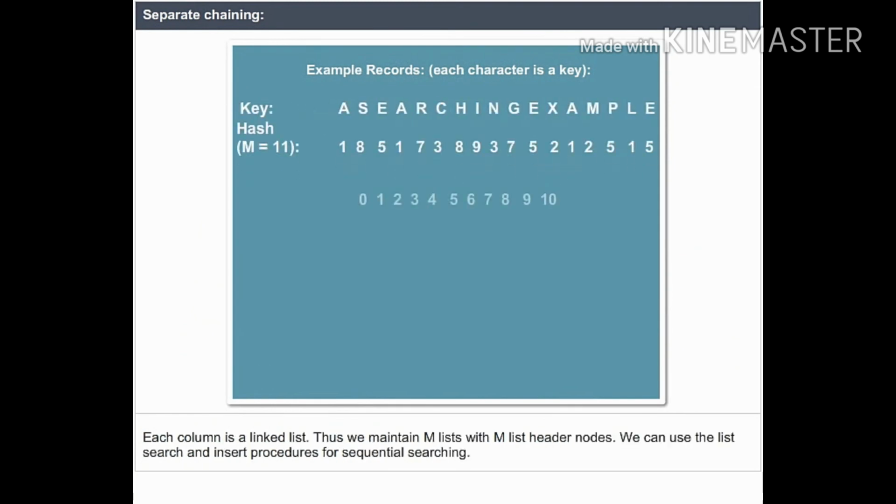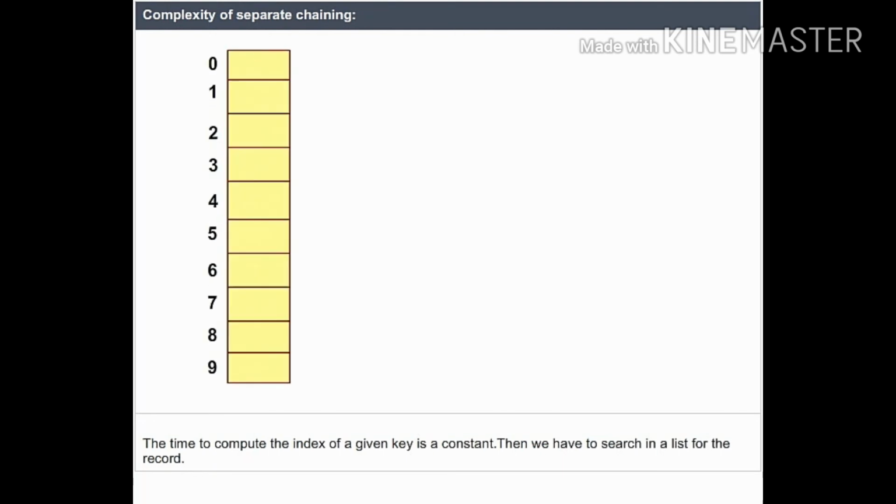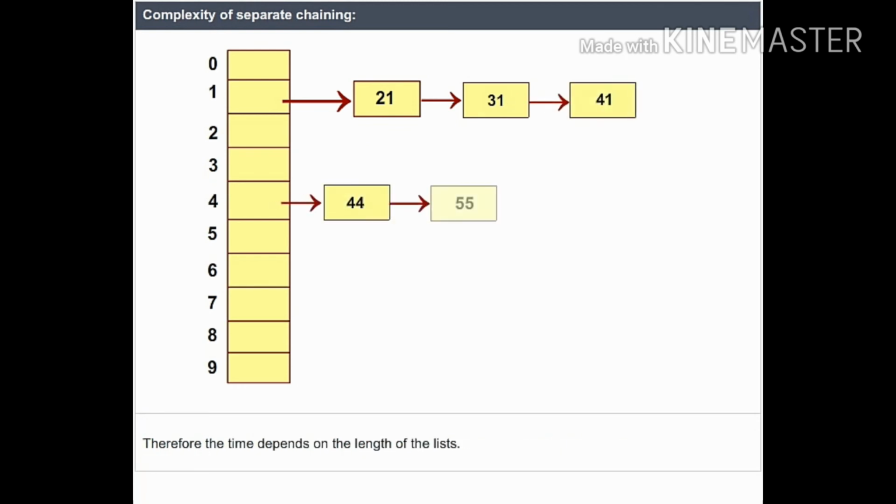Each column is a linked list. Thus we maintain M lists with M list header nodes. We can use the list search and insert procedures for sequential searching. The time to compute the index of a given key is a constant. Then we have to search in a list for the record. Therefore, the time depends on the length of the list.